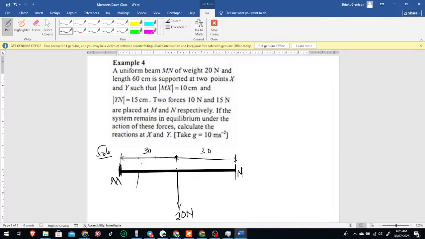15 means that you have to divide the 30 into 2. So if you divide it into 2, this becomes your what? Y. Right, so from here to here is 10. Then here to here we got 20. Here to here will be 15. And here to here will be 15.